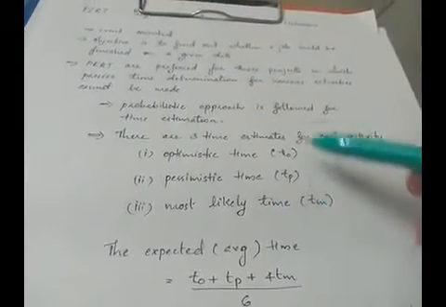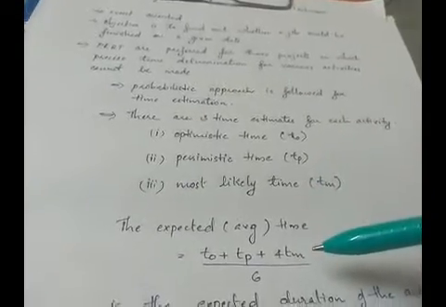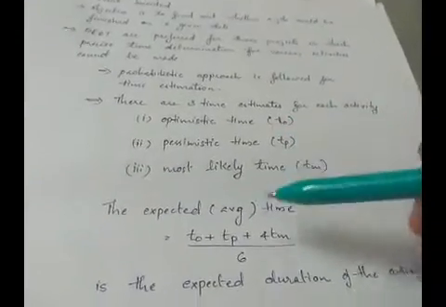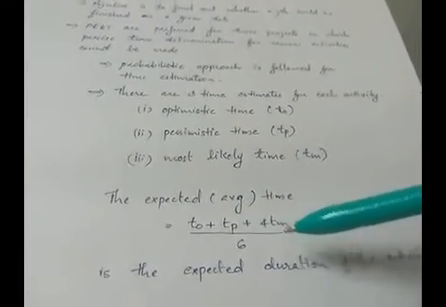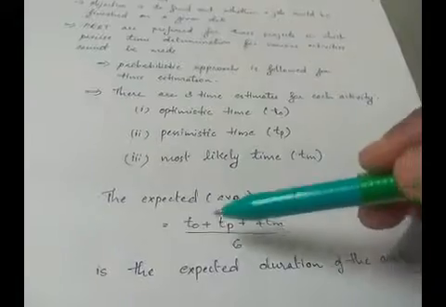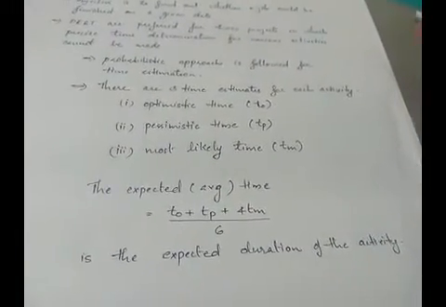Now, using these timings, we can find the expected average time for the activity using the formula (TO plus TP plus 4TM) by 6. The time which we get using this formula is taken as the expected duration of the activity.